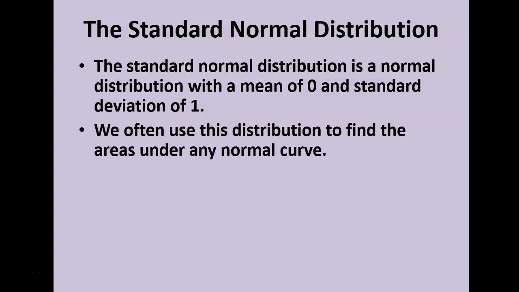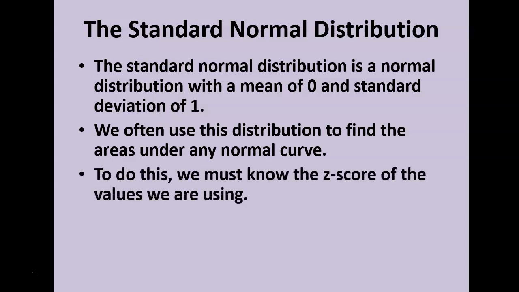After we convert to the standard normal distribution, we can always use the information that we know about the standard normal distribution to find the areas under the curve, which we use to estimate probabilities. We're going to do this using the z-score.